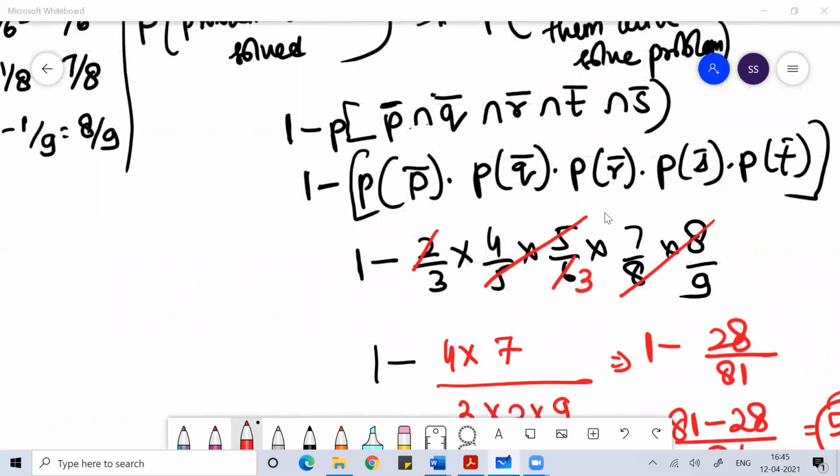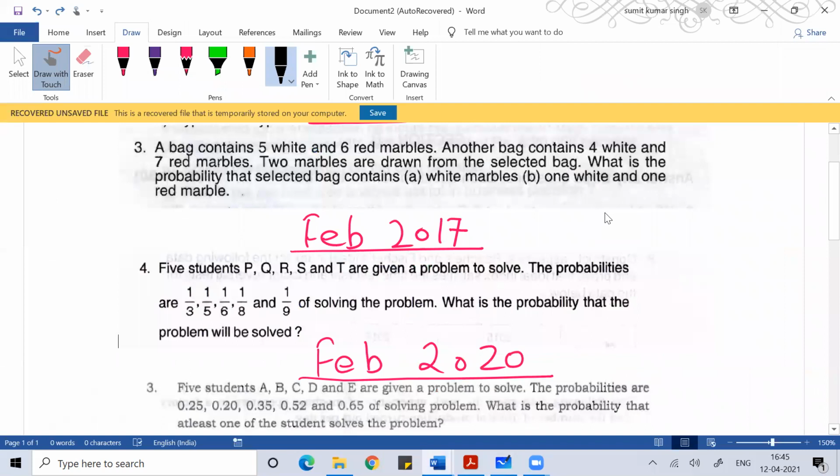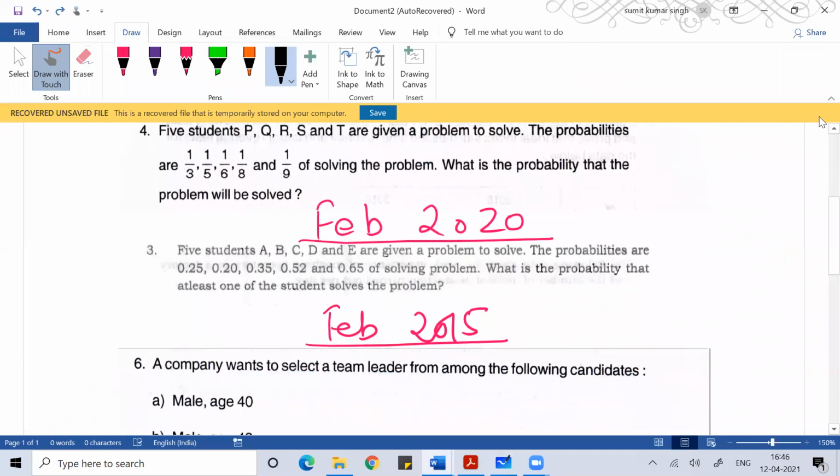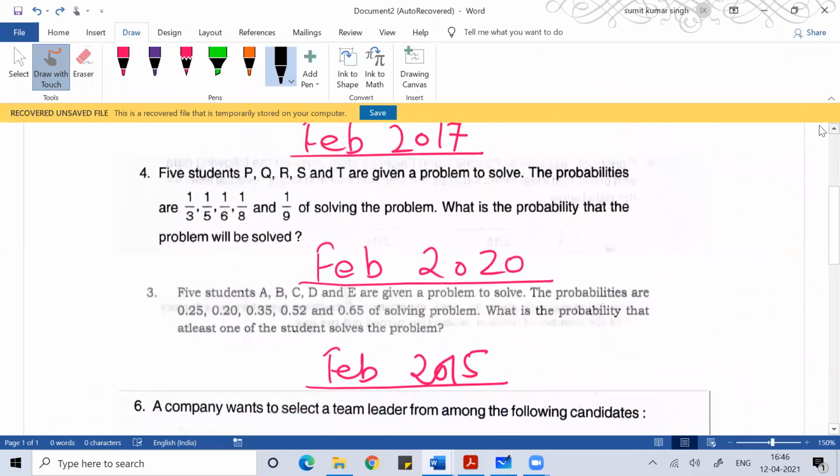So same like if you get other problems also like this question number, if you see this problem which came in the year 2020, same like this problem, which came in year 2017. So five students are given, what is the probability that at least one of them solve the problem? It means one minus the probability that none of them solve the problem.